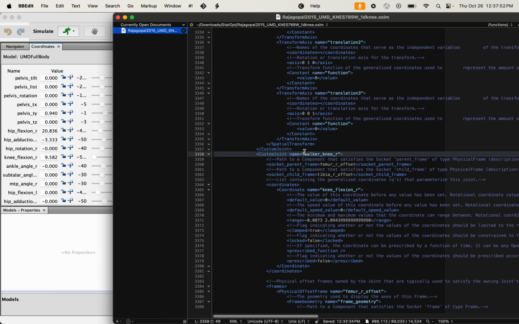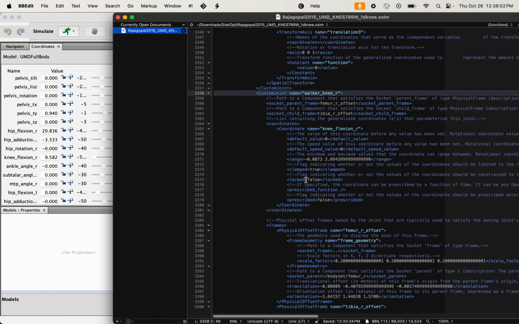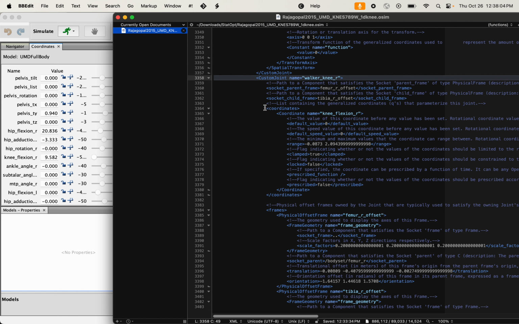It's called Walker knee because the paper that the knee model here is referencing, the first author's last name was Walker, like Walker et al. 1975 or something like that. So that's why it's called Walker knee. Okay, then I go down here to my coordinates for my knee, and like I expected, it's just got that 1 knee flexion coordinate, right?